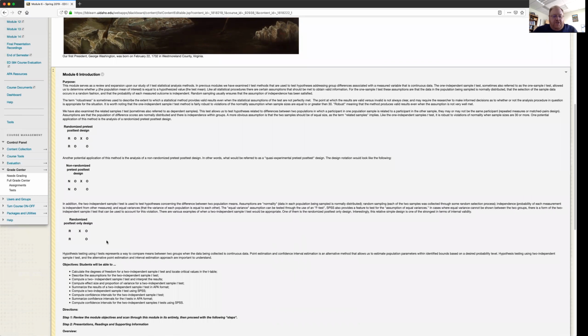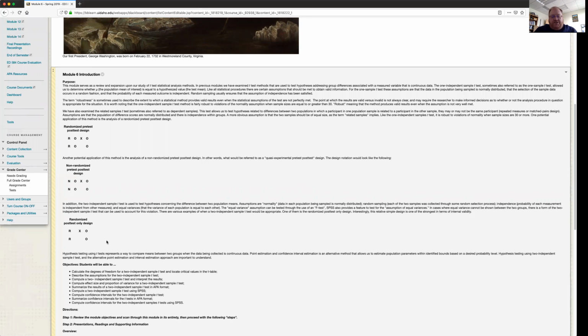In addition, the two independent sample t-test is used to test hypotheses concerning the difference between two population means. Assumptions are normality: data in each population being sampled is normally distributed. Random sampling: each of the two samples are collected through some random selection process. Independence: probability of each measurement is independent from other measures. And equal variances: that the variance of each population is equal to each other.